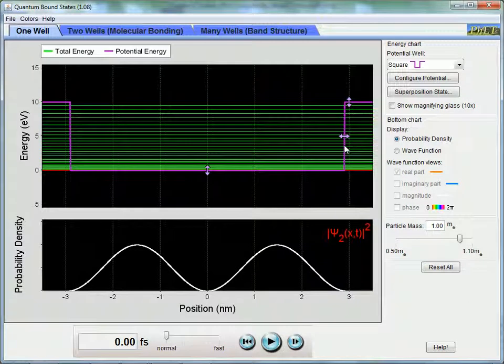They become closer together. So your energy level density increases. Yeah, the energy spacing is much, much smaller.